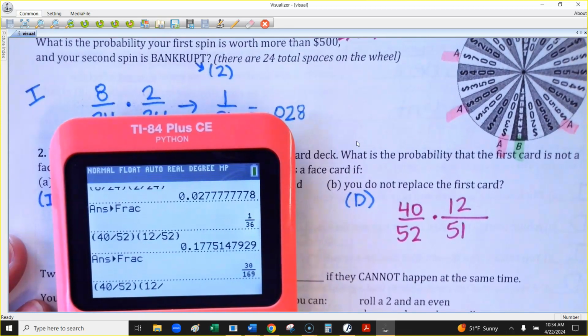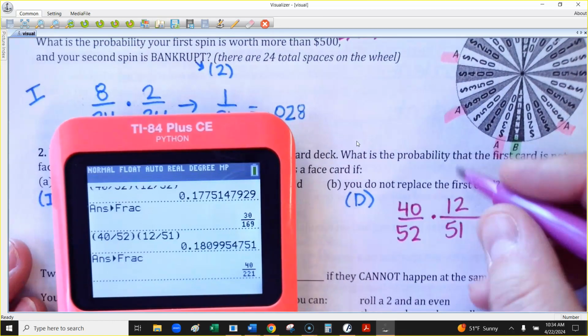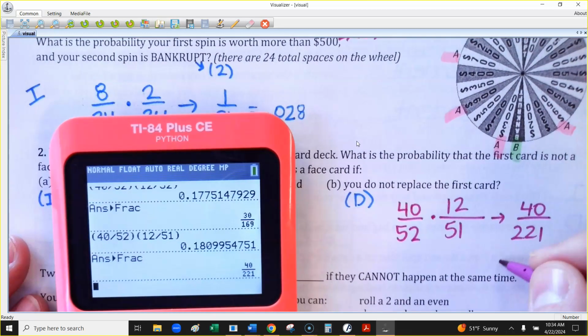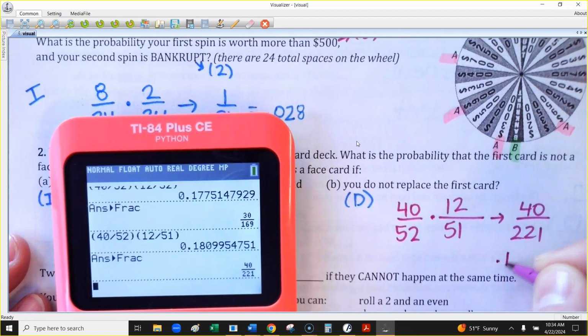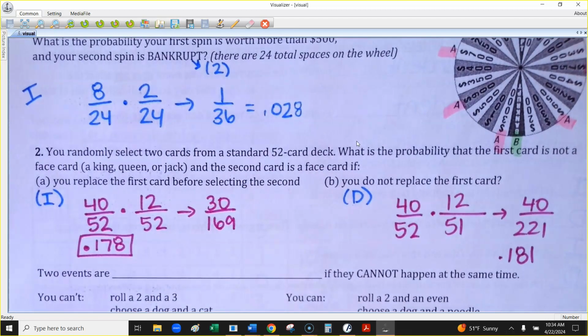Just 12 out of 51 because you held that card out. So if I convert that to a fraction real quick, this is 40 out of 221. And you guys could see that decimal, about 0.181, maybe if we did 3 decimal places. Just depends on how they ask you to do it in the question. All right, is anybody having a question about independent, dependent?